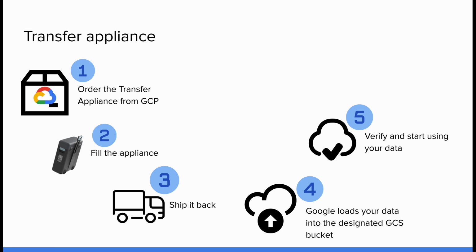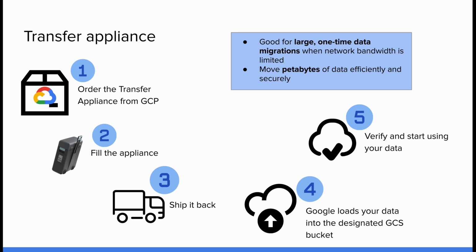Now, focusing on the key points here about the Transfer Appliance, essentially it is a good solution for large one-time data migrations, especially when your network bandwidth is limited. You want to consider it when you are moving data on the order of petabytes. It allows you to do so efficiently and securely, making it ideal for situations where data transfer over the internet is not practical.